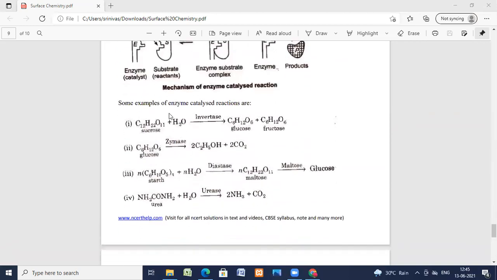You can take some examples. Sucrose in presence of invertase gets hydrolyzed with water to glucose and fructose. Glucose in presence of zymase forms ethanol. Starch in presence of diastase forms maltose, and maltase converts it to glucose. Urea gets hydrolyzed in presence of urease to ammonia and carbon dioxide.